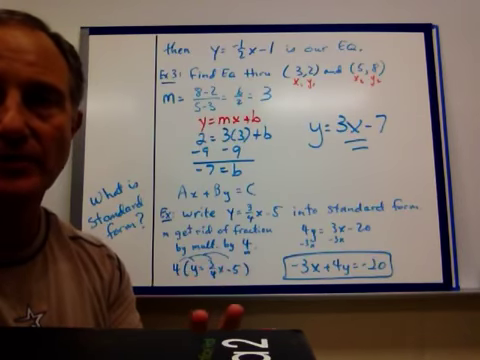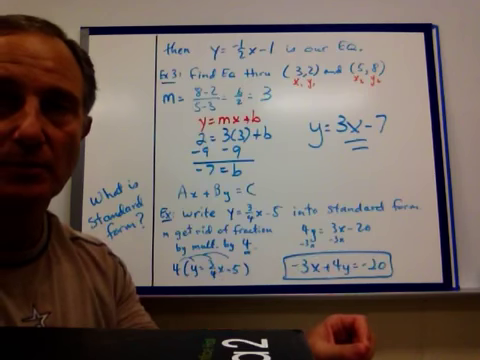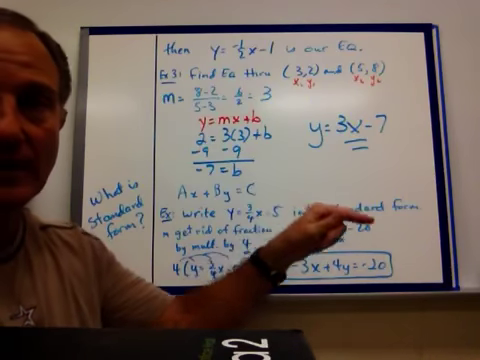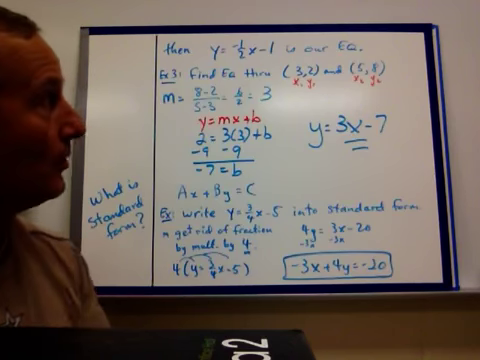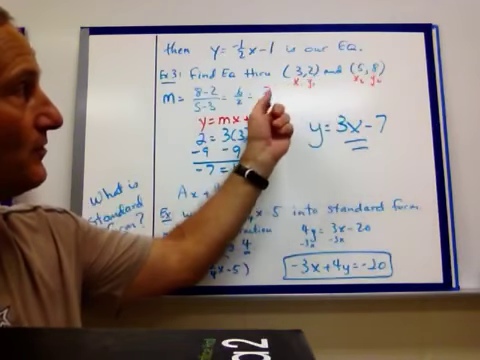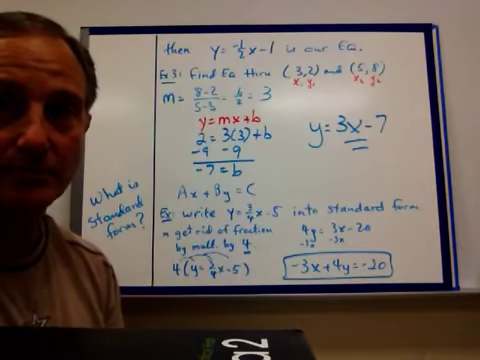3 different examples. One of them they give you m and b, plug them in. One of them is a point and the slope. Plug the x, y, and the m in there and find b. Or if they give you 2 points, find the slope, and then do like the second example.